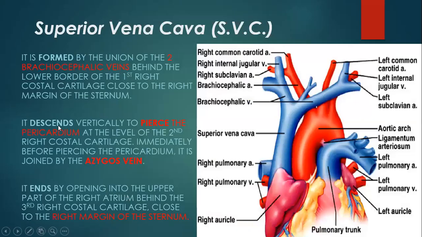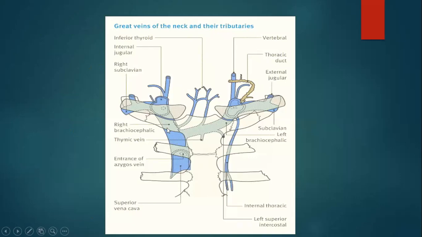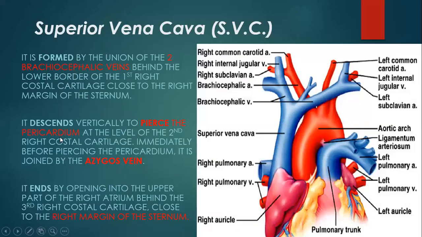It descends vertically down. If you can see here, it is coming vertically downwards to pierce the pericardium. Here the pericardium is not shown, but it is covered by a pericardium. There will be a covering called the pericardium, as we have studied before. Pericardium again has two types, the fibrous as well as the serous, and serous again has two layers, the visceral and the parietal layer.